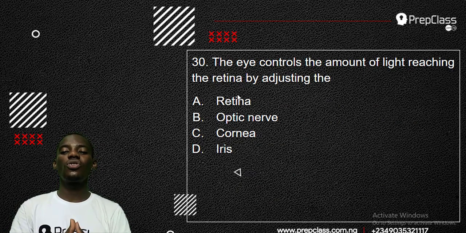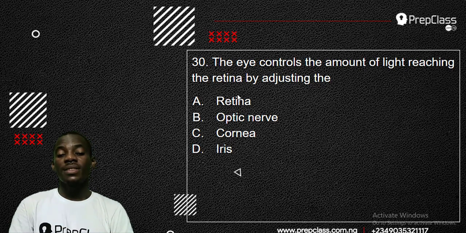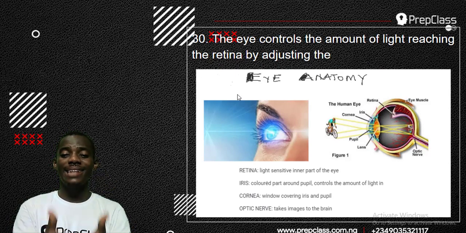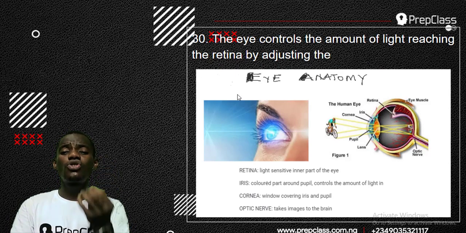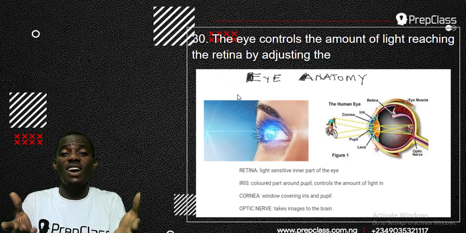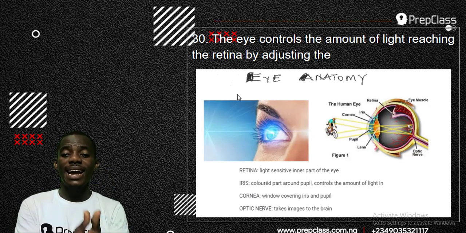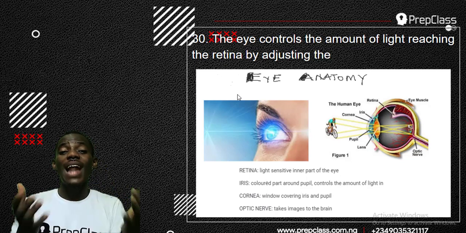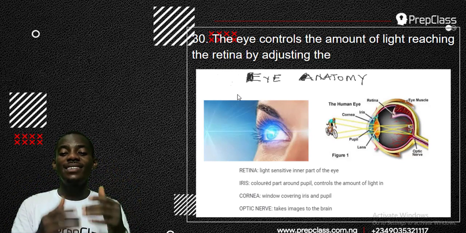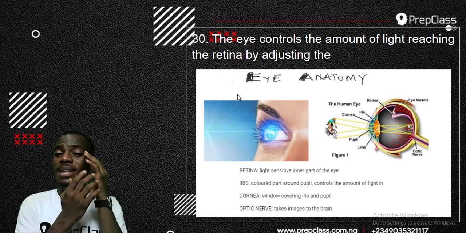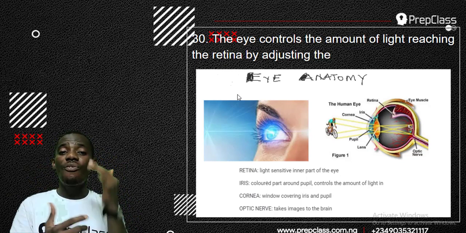It says the eye controls the amount of light reaching the retina by adjusting the what? Now if you have seen the eye, let me show you a picture of the eye. That's a woman's eye there. Now what controls the light coming to the eye? That's just the question. What is the part of the eye that controls the amount of light entering the eye? We have the retina in the options. Retina does not control light quantity. Retina is a light sensitive part of the eye that forms image in the eye. The images coming to the eye are formed at the retina.